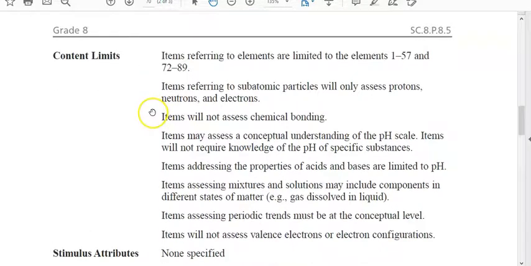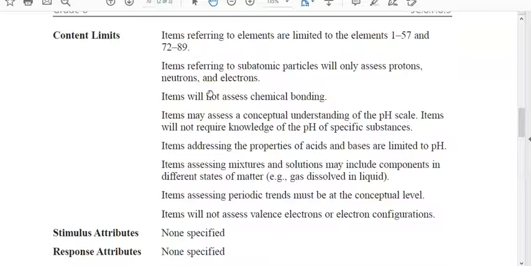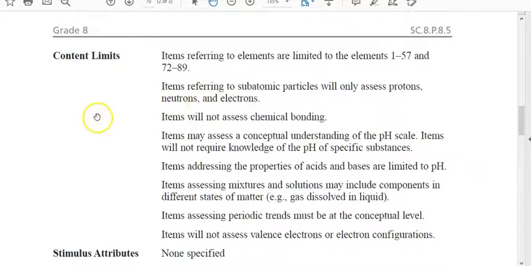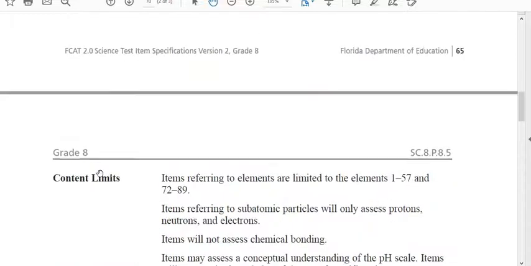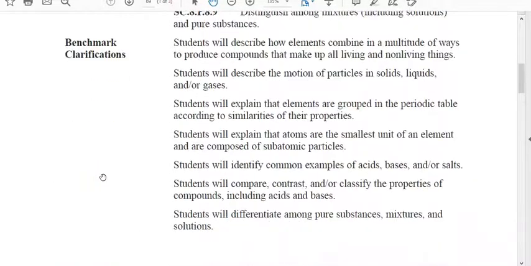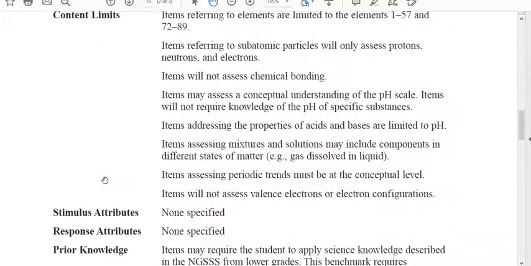Moving down into content limits. The content limits here have this further clarification of what we're supposed to teach and what we're not supposed to teach. So we'll never have to teach about chemical bonding. Can you? Of course you can, if you've done everything minimally that you're supposed to so far. You don't have to teach them about valence electrons and electron configurations. Make sure you teach what you're supposed to teach. That is in the benchmark clarifications. But when we get to content limits, this helps us understand what specifically we're supposed to teach and what we're not supposed to teach.